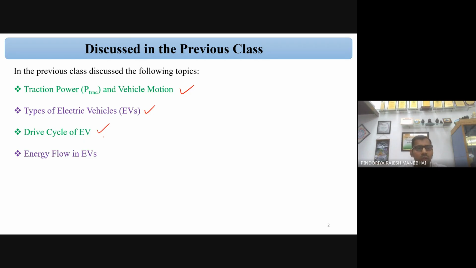So this topic we already discussed in the previous class, as well as the energy flow in the electric vehicle, starting from the battery to the vehicle wheels. So how power flows from the battery to the transmission shaft, through the motor, controller, and everything.